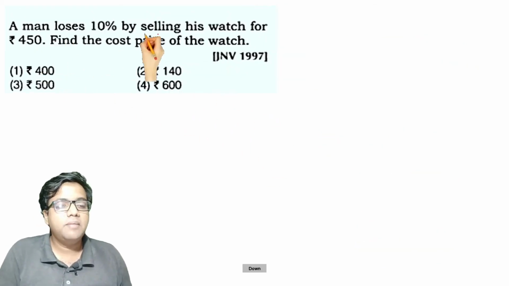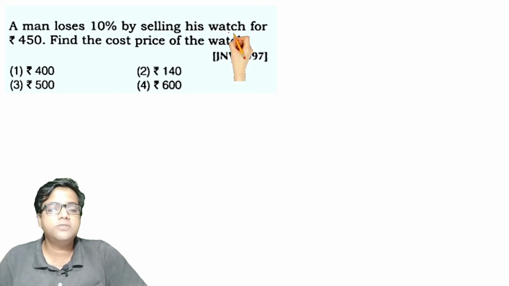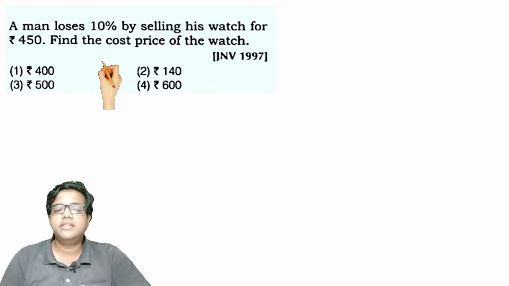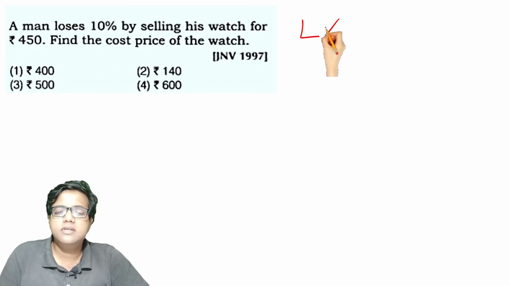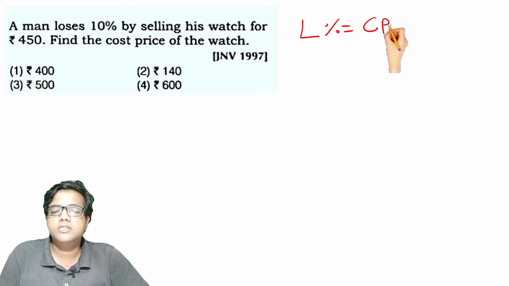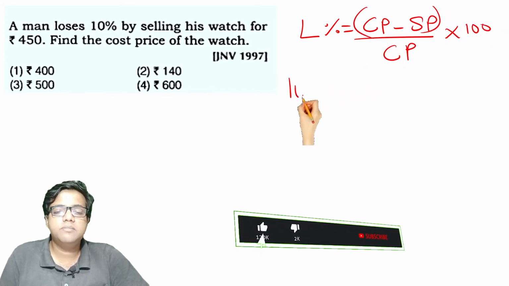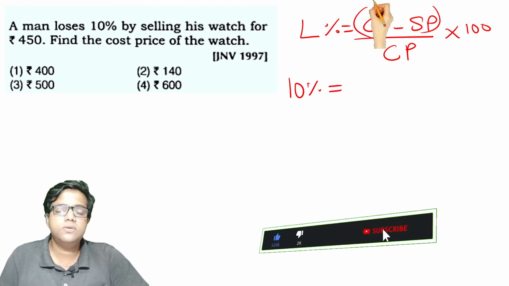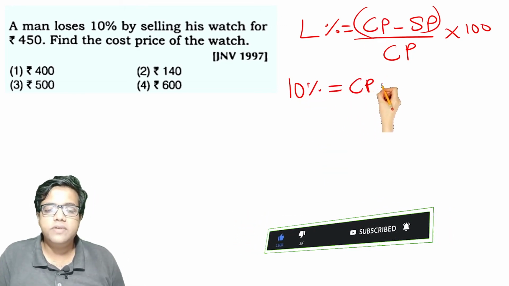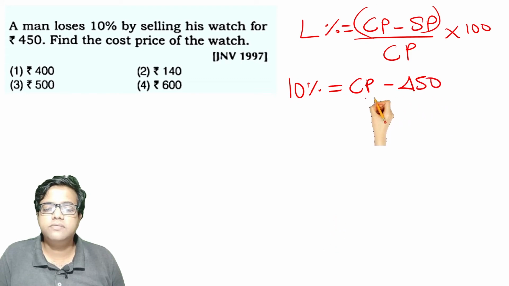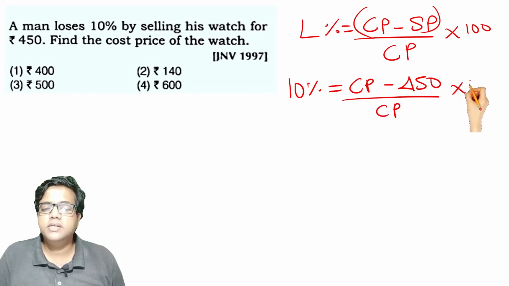Let's move ahead. A man loses 10% by selling his watch for 450 rupees. Find the cost price of the watch. Same question, similar question. Loss percentage is equal to cost price minus selling price by cost price multiplied with 100. So he is making a 10% loss. 10% loss is equal to cost price, we don't know, we need to find it, minus selling price 450 by cost price into 100.